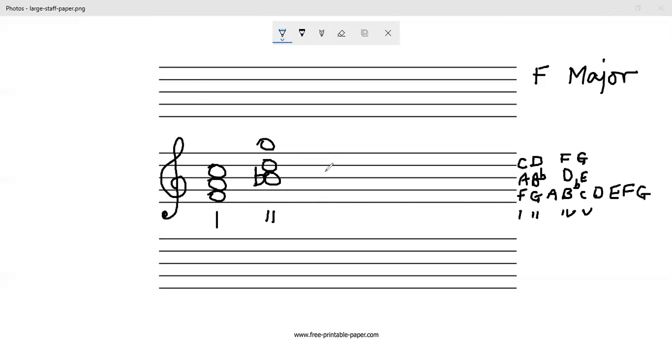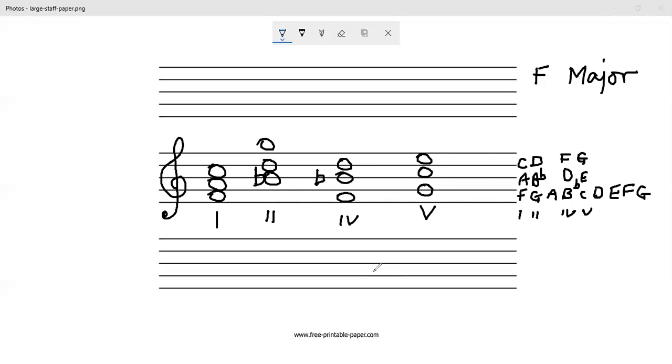Then for chord 4, I'm going to start down here. F, B flat, and D. That's chord 4. And chord 5, I'm going to play, maybe, I'm going to put the G there, and I'm going to put the C and the E, so that's chord 5. Now, have you noticed something a little bit different this time?